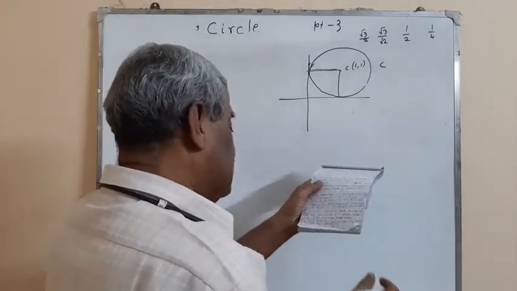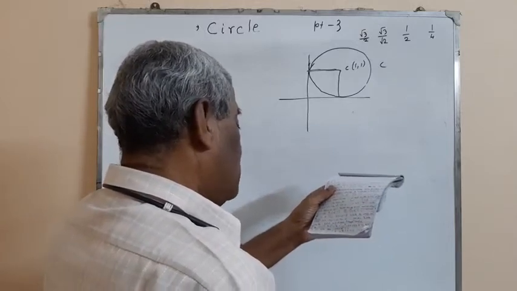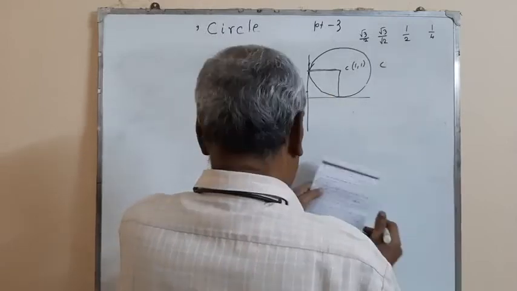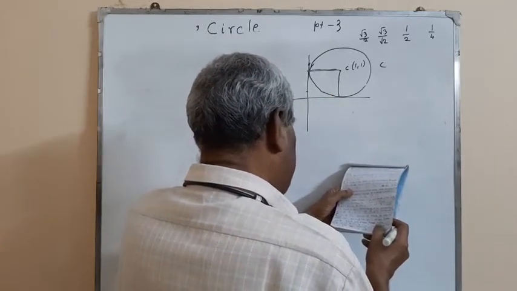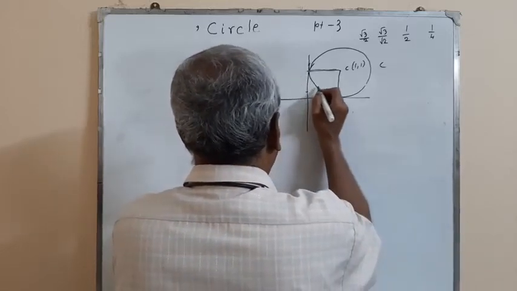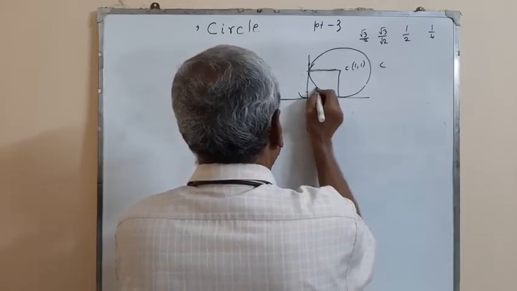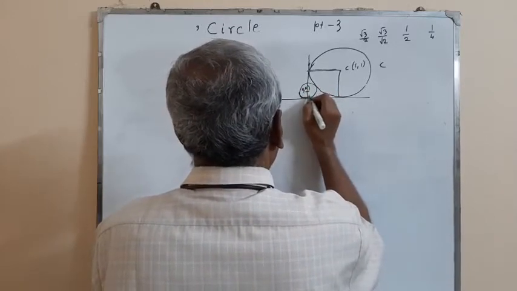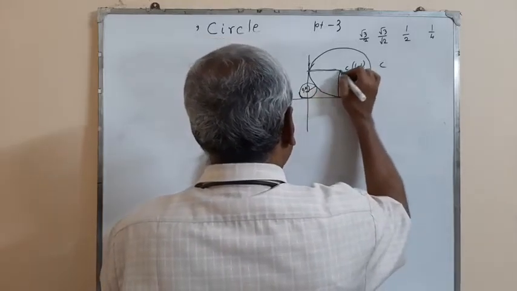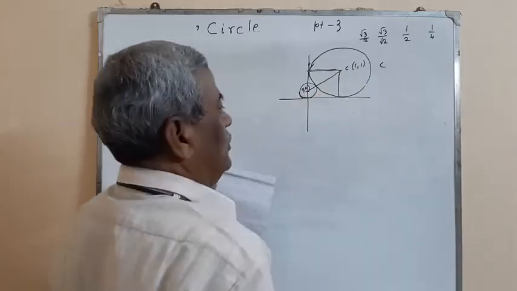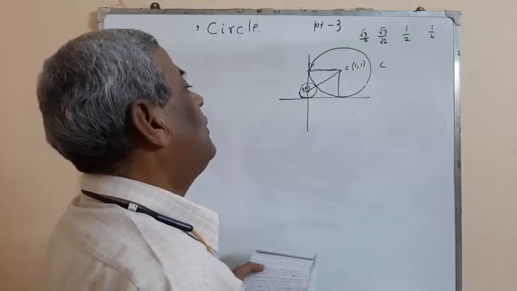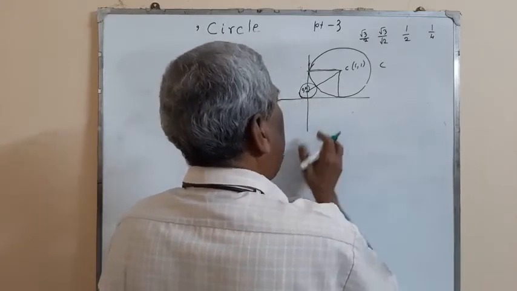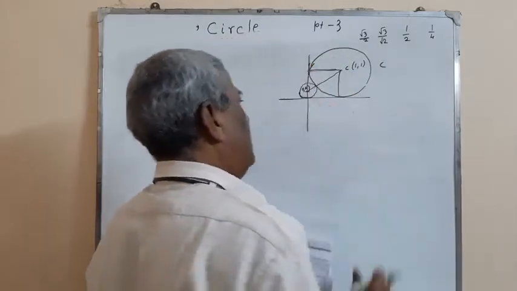And next, T is another circle, center at 0, K. 0, K is somewhere there, say. And about that circle, it is given that the circle passes through the origin, means this, and touches this. This is 0, K. So its radius is K. We have to find the radius of the second circle, the smaller circle, whose center is at 0, K, passes through the origin and touches circle C externally.